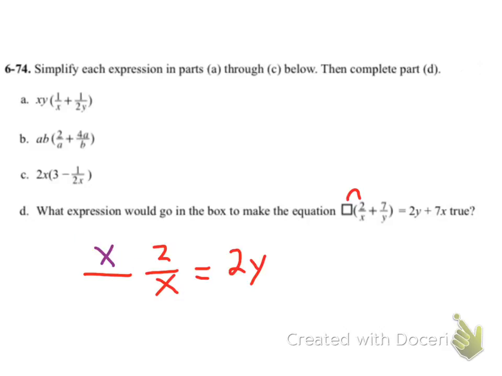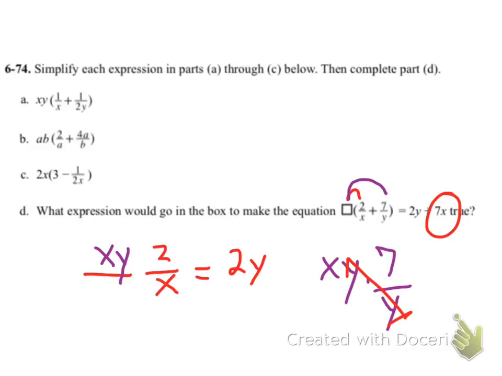So I know there has to be an x. There also needs to be a y, so I get a y left over there. So if I have x times y, and I multiply that, I will be left with 2y. We could also now check when we distribute here. So if we take xy times 7 over y, the y's will make a giant 1, and I'm left with 7 times x. So this box here would have to be xy.